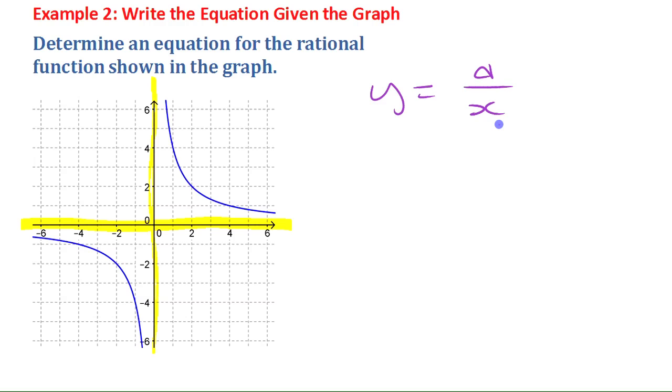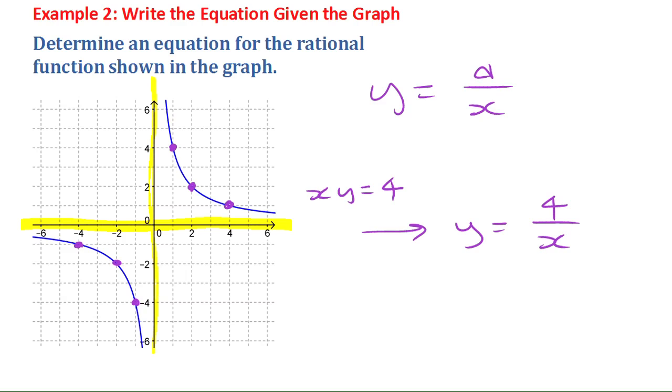You can get the a value by doing one of two things. You can look at a pattern in points that you recognize here, (1, 4), (2, 2), (4, 1), and then on the negative side as well, (-4, -1), (-2, -2), (-1, -4). Those are all numbers that multiply to 4. Or in other words, you have xy equals 4. So then that would lead you to believe that that equation is y equals 4 over x.